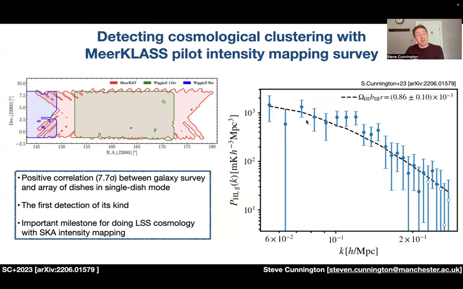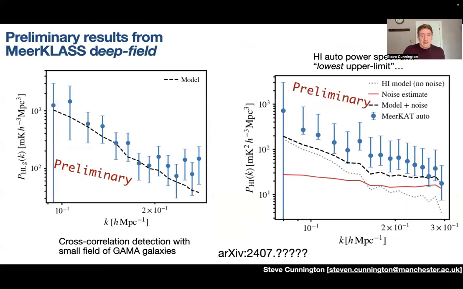So this is really what MeerKAT will be relying on for all its future observations, this single dish approach. And also the Square Kilometre Array will be relying on it to do its large-scale cosmology science goals. So on to some more current observations. We're continuing. We've done more pilot surveys since then.